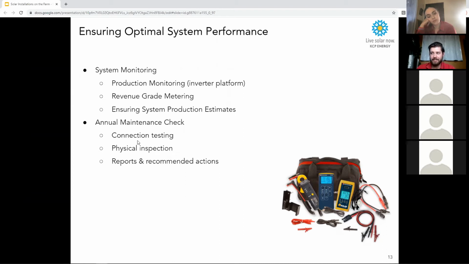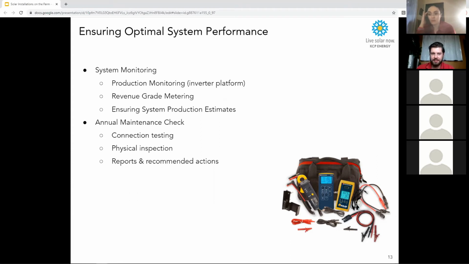Again, annual maintenance checks are always recommended, kind of similar to how you'd have your furnace looked at, maybe once every year or two. You probably want to have your system looked at at least once a year to make sure that it's in tip-top condition, and that you're doing physical inspections as well, just because you are dealing with live power. It's probably a good idea to make sure there aren't any loose connections or anything that could result in the system producing less energy.